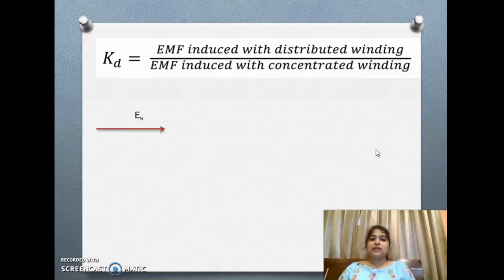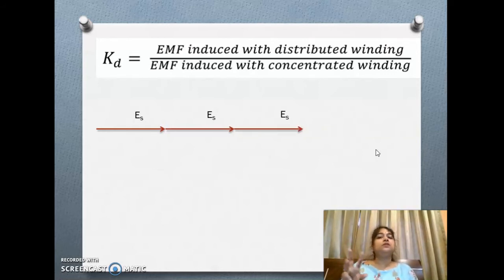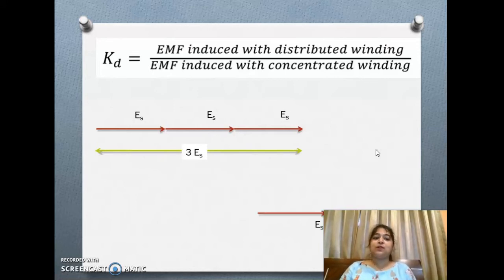Okay, so to understand this better, let's first take the arithmetic sum. ES is the EMF induced in one coil side. ES is the EMF induced in another coil side placed in the same slot, concentrated type. So the total EMF induced in the 3 conductors kept in the same slot will be equal to thrice ES. That is the arithmetic sum. So let's try to get the vector sum as well. Then only we will understand this better, right?